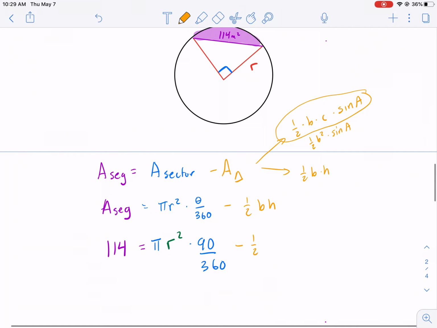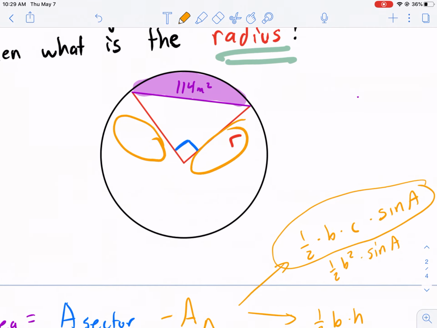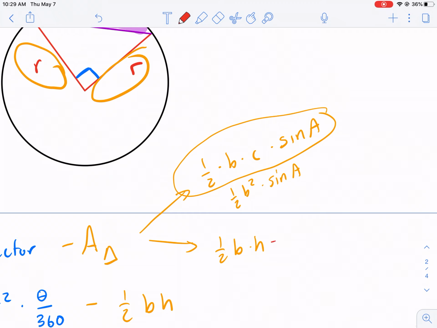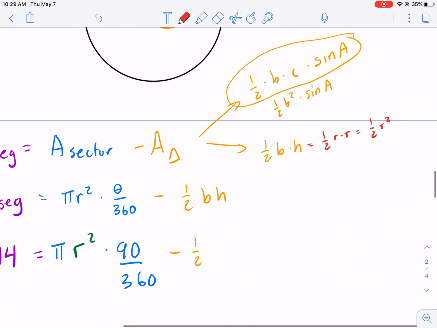Now, what is my base? What is my height? We know the base and the height need to be perpendicular to each other, so it doesn't really matter which one we call the base or the height. In this case, they're both r. So I alluded to this earlier. We could write this as 1/2 r times r or 1/2 r squared. This is the key to this problem.